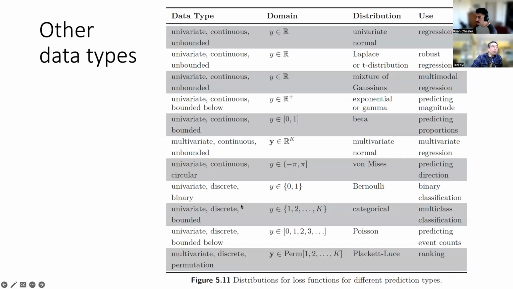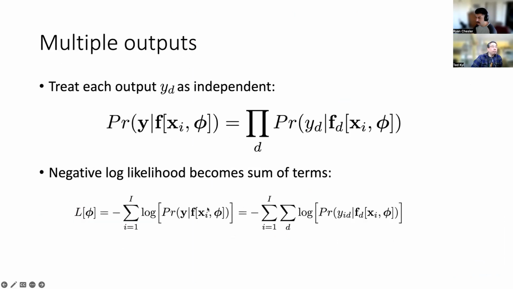So I'll skip through that part. They show some other data types. And then one of the things that they showed is that you can have multiple different outputs. All of the stuff that we've shown so far has been binary classification, but you can have multiple binary classification, or you can do regression, or you can do multiple regression outputs.